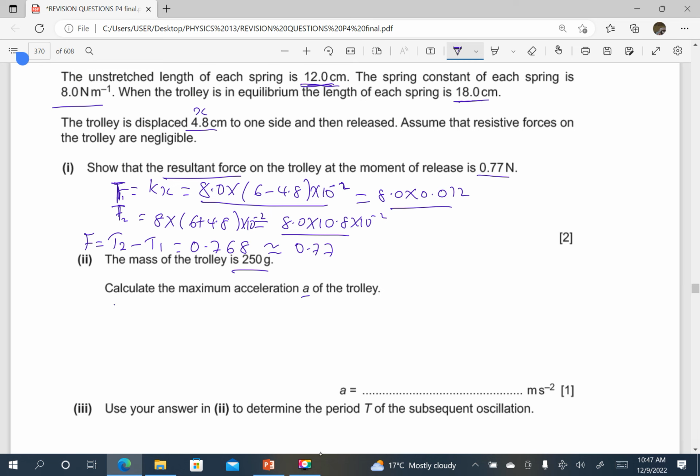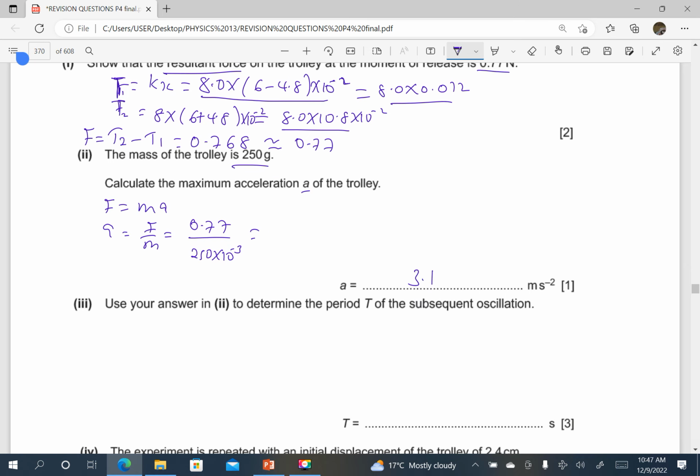So we know that if the resultant force F is M times A, then the acceleration is going to be F over M. And F is 0.77. Mass is 250 times 10 power negative 3. From my calculator, this is 3.1. Use your answer in part 2 to determine the period T of the subsequent oscillations.